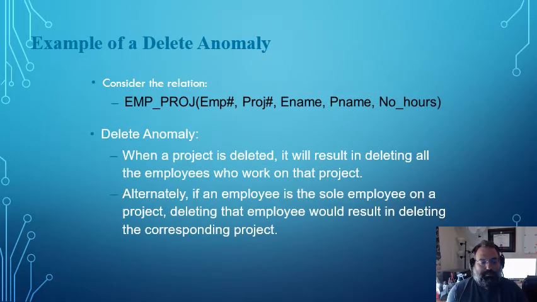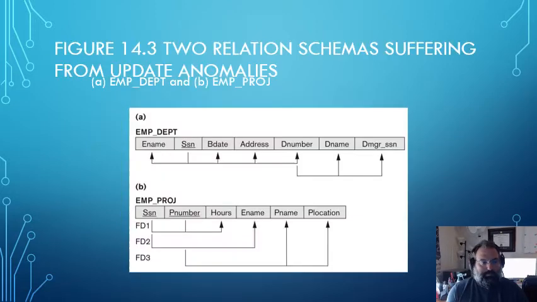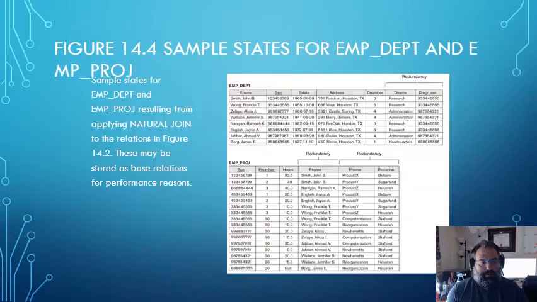A deletion anomaly is when a project is deleted, it will result in deleting all the employees who are working on that project. Alternatively, if an employee is the sole employee in a project, deleting that employee would result in deleting the corresponding project. Figure 14.3 is a two-relation schema suffering from an update anomaly. Figure 14.4 is sample states for EMPLOYEE_DEPARTMENT and EMPLOYEE_PROJECT.